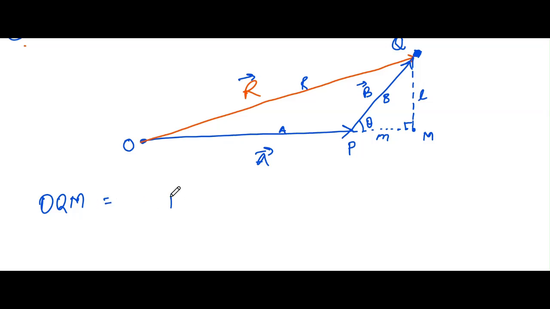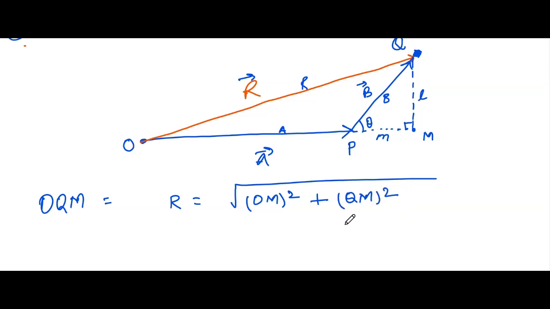you can use Pythagoras theorem, and then R will be nothing but OM whole square plus QM whole square, and all of this is under the square root. So this is the length of R. We can write hypotenuse equals the square root of OM square plus QM square. So what is OM? OM is nothing but OP.